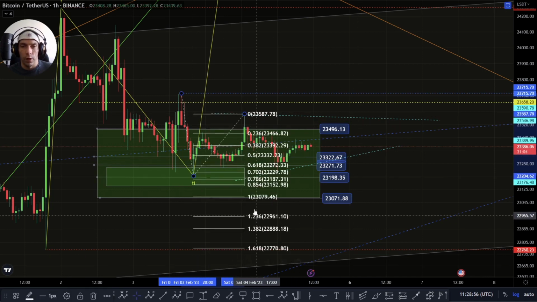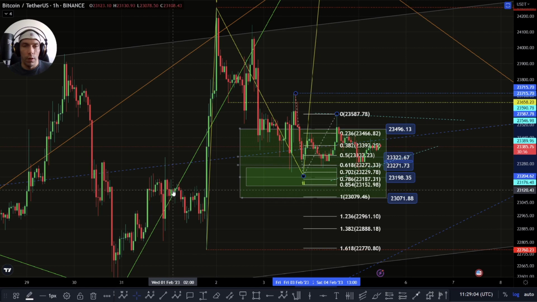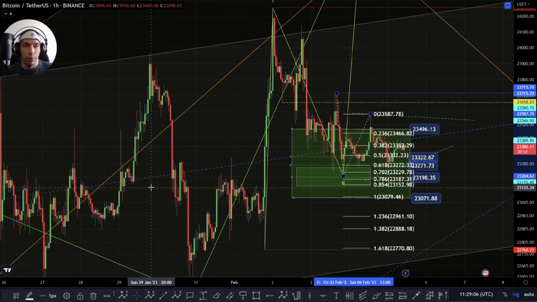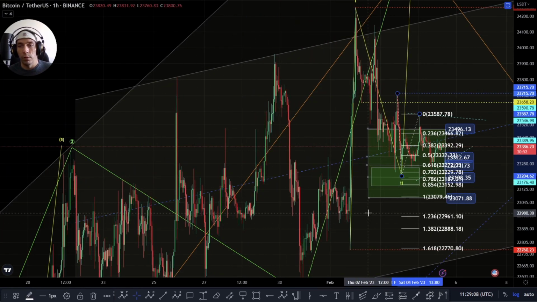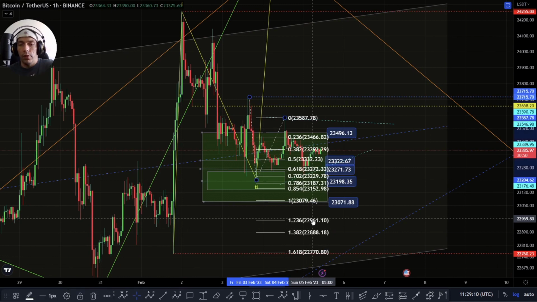If we look at this as an ABC, 1-to-1 would be this, basically the 786. So if we do progress down here, this could be an interesting zone to see how we react on. There is some previous support and resistance here, so that could be an interesting area.